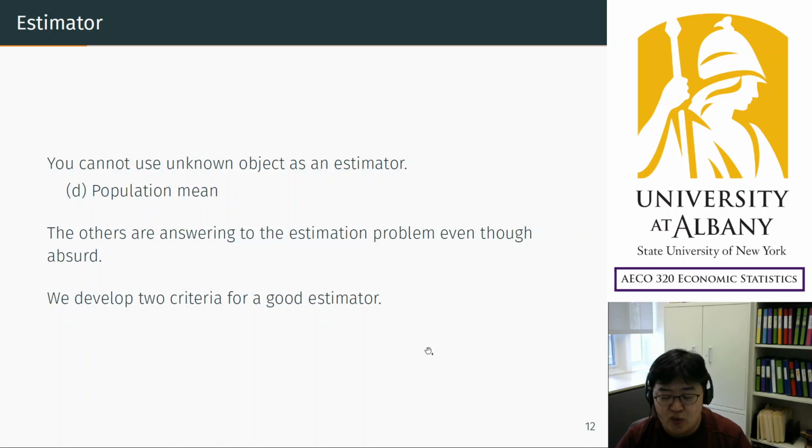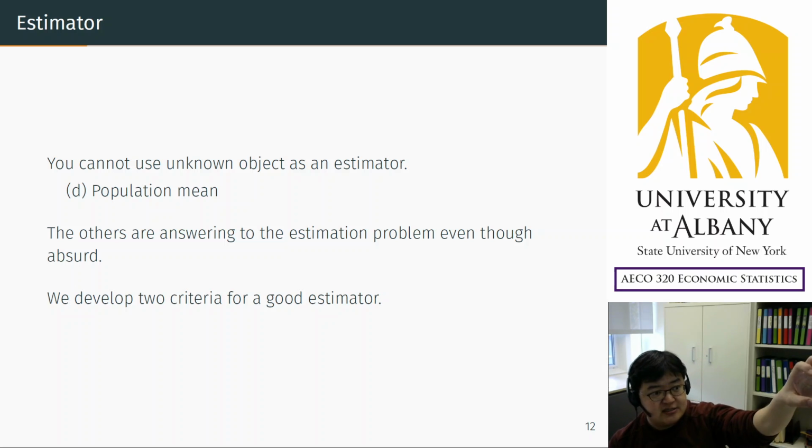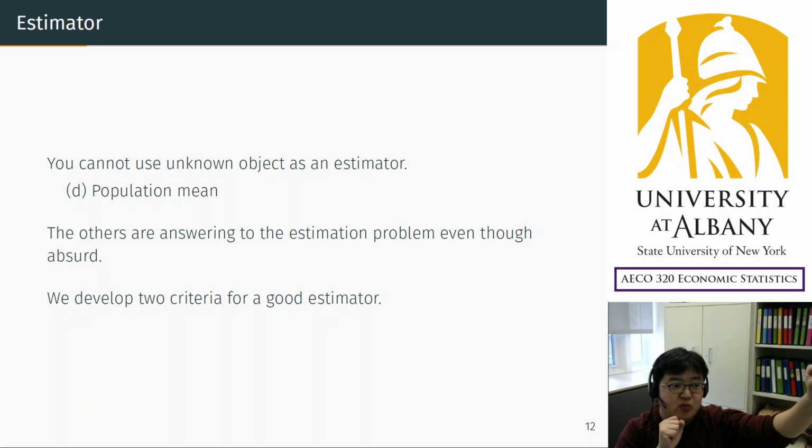So in this video, we learned what cannot be a parameter and what cannot be an estimator. Again, estimation is to guess the parameter using an estimator. First, we have to think about what can do the job, right? And then in the next video, we will discuss how to do the job well.